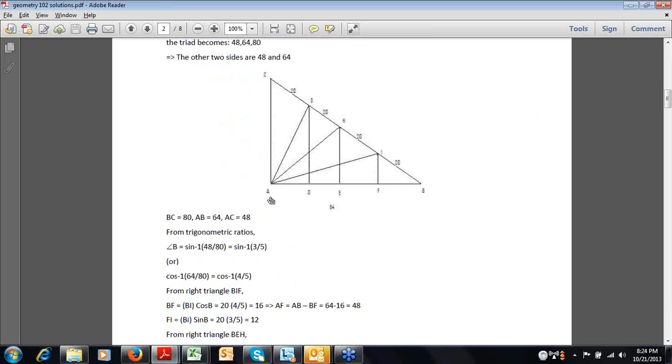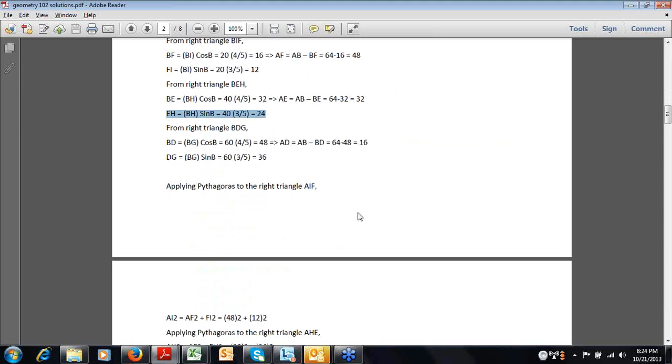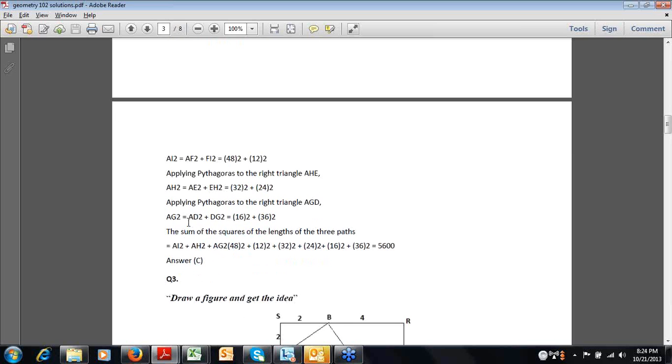So now we are applying Pythagoras theorem to triangle what? AIF. And now we know the value of IF, we know the value of AF. So we can calculate AI. Similarly, we can calculate from AHE triangle the value of AH, and AGD triangle the value of AG, and sum of squares of these three parts we have to calculate.